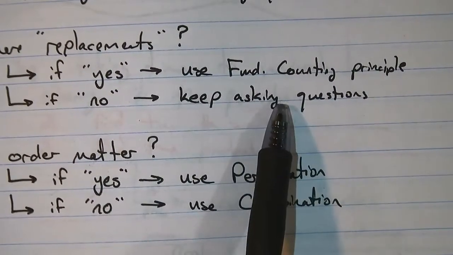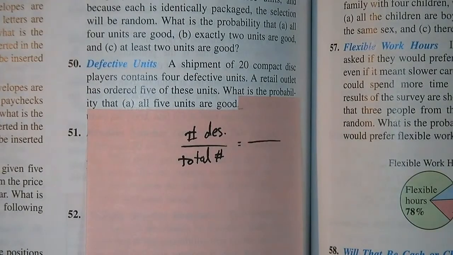So the question says, if there are no replacements, then keep asking questions. So here's the last question. Does order matter? So when we think about, remember, what we're looking at is I'm buying a CD player that's either broken or it's not broken. So when I get ones that are broken, and when I get ones that are not broken, does it matter what order I buy those CD players in?